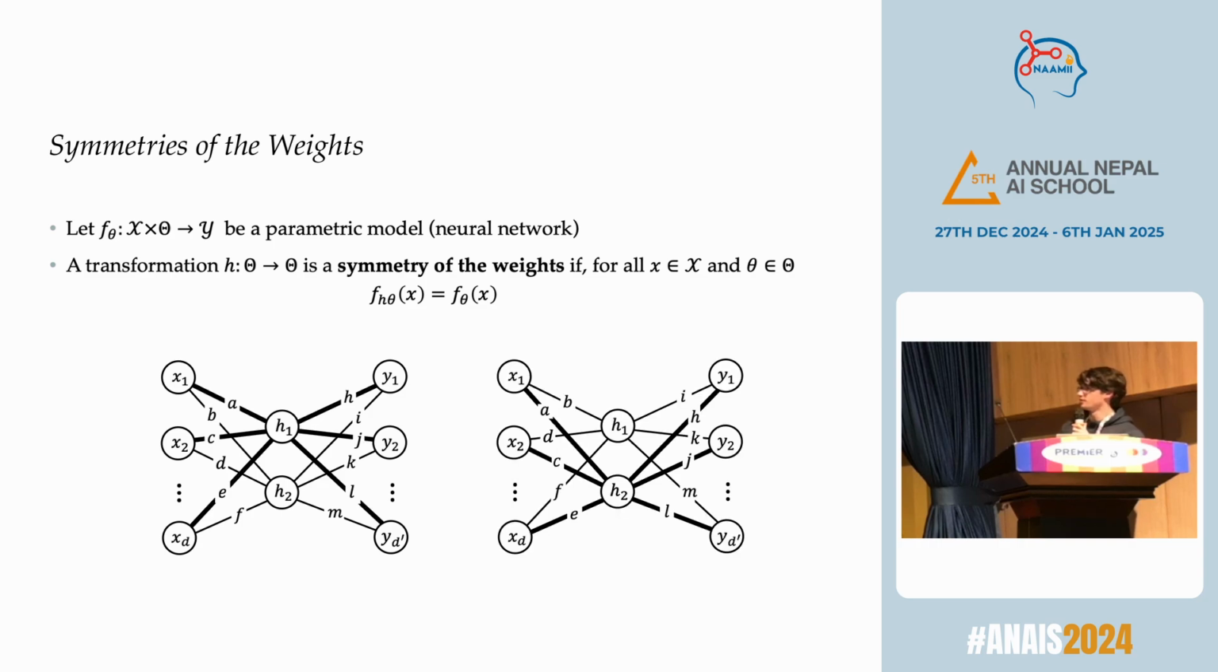This could be, for instance, if we have these two hidden activations, and we swap them, we would still get the same output while respecting all the weight connectivities. So there's a symmetry here. This would be a symmetry in terms of the weights of the neural network or our parametric model. And the transformation H would be swapping these two representations.